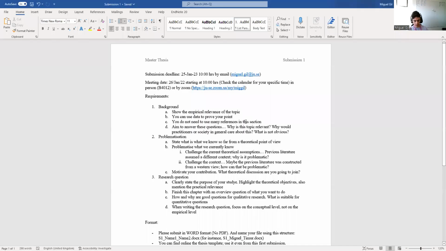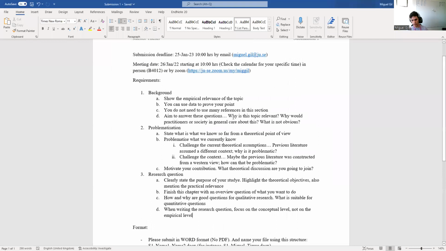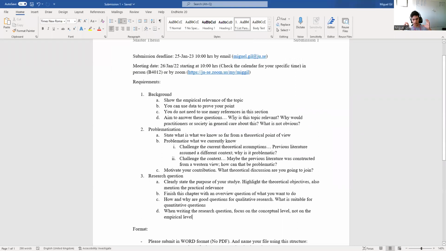Okay, so here are the instructions for the submission of the introduction, and I think I give you a lot of tips and suggestions on how to write the introduction, and I give you a structure that can be useful for you. So first is the background, and as I say, the background is much more empirically driven. So first, show the empirical relevance of your topic.